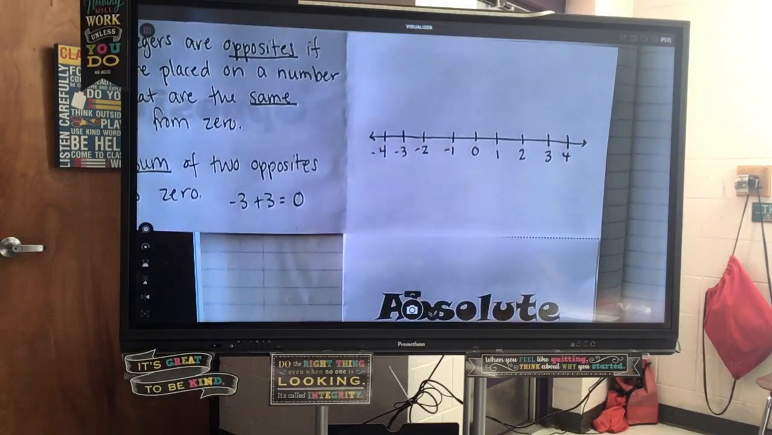Yasmin, I need you copying this down, not cutting this out right now. You can cut it out once we're done.